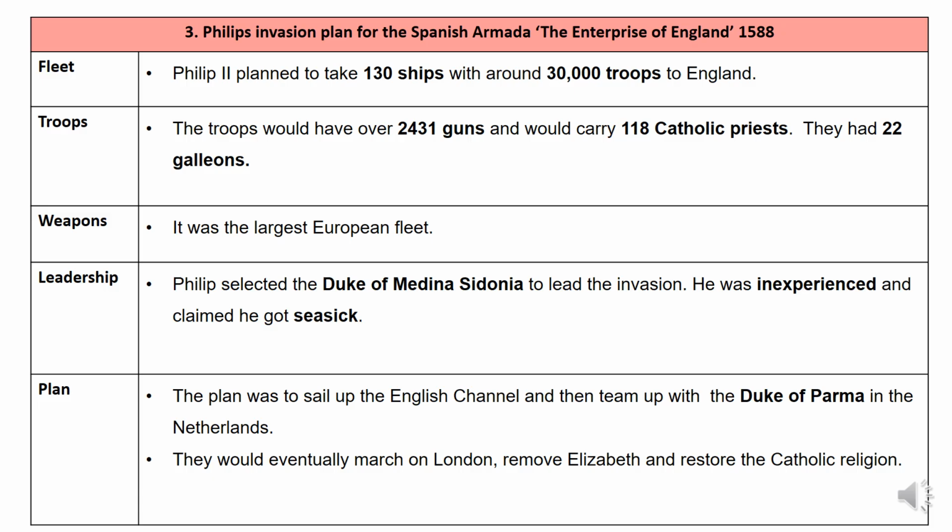1588 then is another date that you simply have to remember, and this is the attack by the Spanish. The attack by the Spanish Armada is sometimes known as the Enterprise of England.